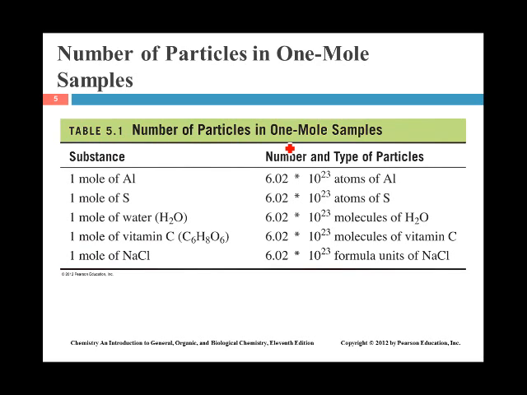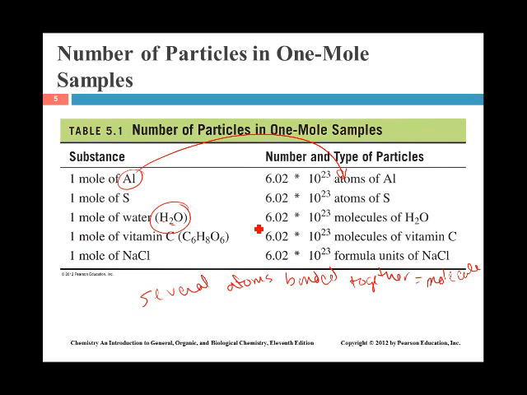But let's take this a step further. Aluminum by itself is an atom. That's why it has atoms here. However, if we look at water, water is several atoms bonded together, which is actually a molecule. So instead of saying we have 6.02 times 10 to the 23rd atoms, we have 6.02 times 10 to the 23 molecules of water. Same with here. Vitamin C is C6H8O6. Instead of using the word atoms, we're using the word molecules because you have several different atoms combined into one thing. Sodium chloride, some people mistakenly call it a molecule, but in reality it's a formula unit because it's an ionic compound.